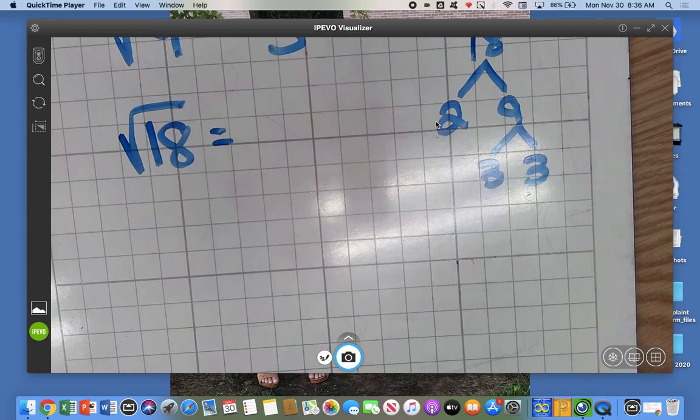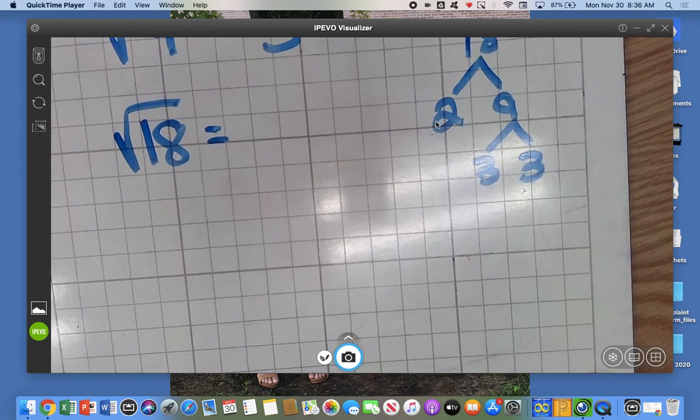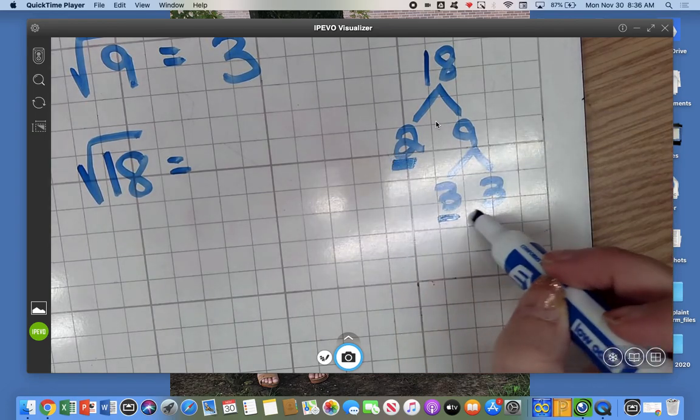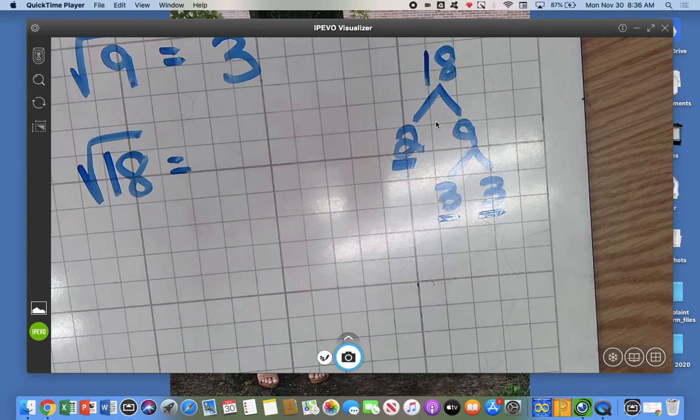Now, I don't like to use trees because it kind of confuses me, but if you look at the end of the branches when I broke this down, do we have any pairs? We have a 2, a 3, and a 3. We have a pair of 3s. You guys agree 3 times 3 is 9, right?